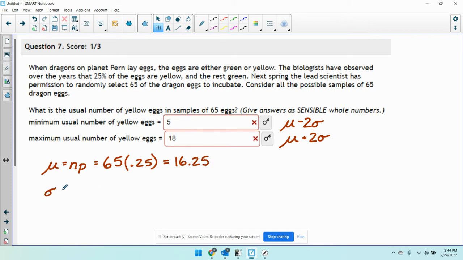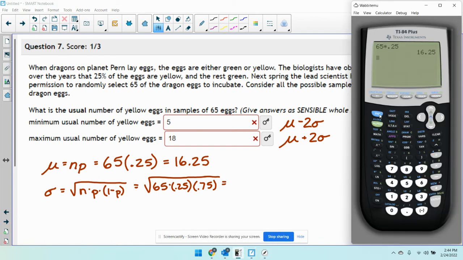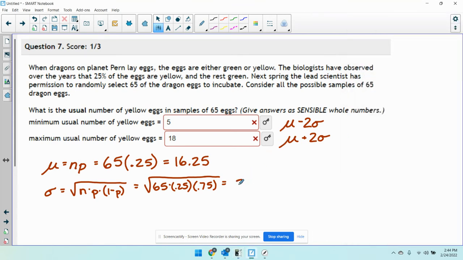The standard deviation of a binomial is the square root of n times p times 1 minus p. So this is the square root of 65 times 0.25. Let's do it this way. Parentheses. Times 1 minus p, times 0.75. So when I do that, I get the square root of 65 times 0.25 times 0.75: 3.49.